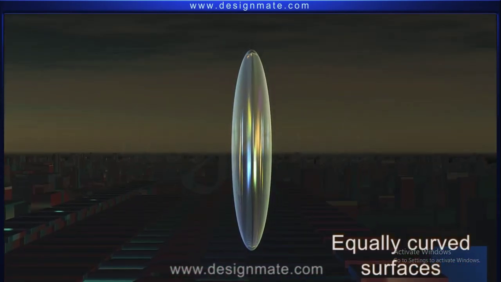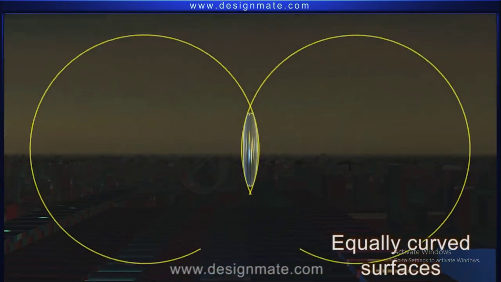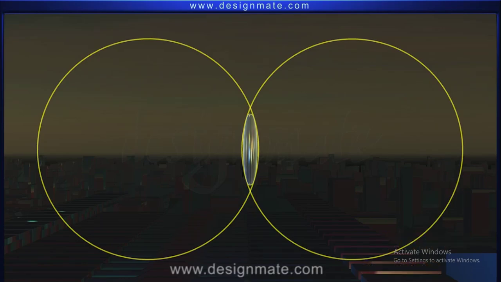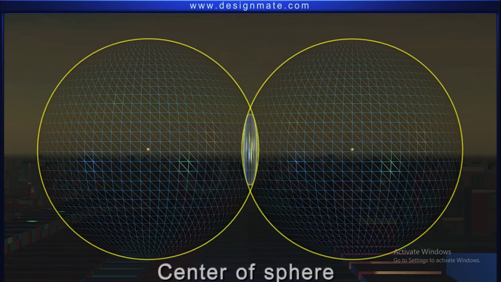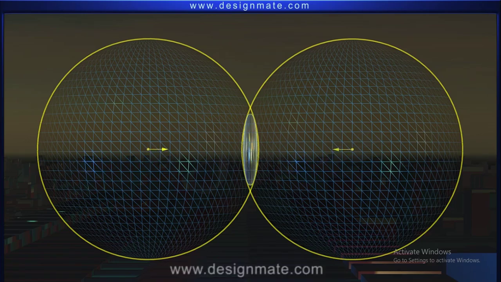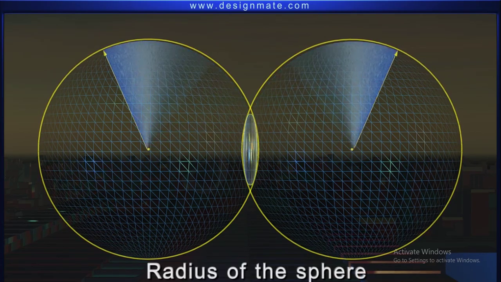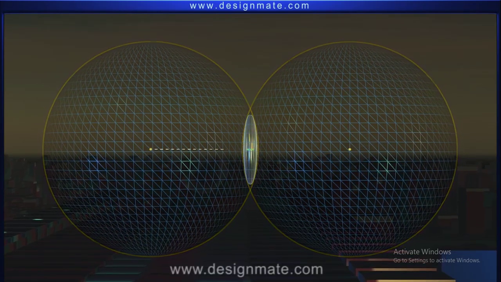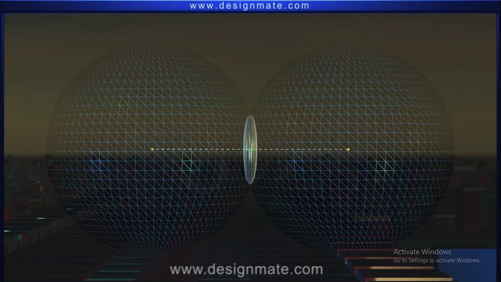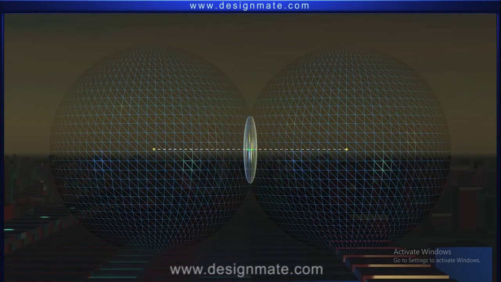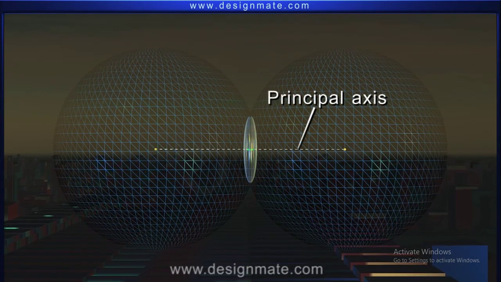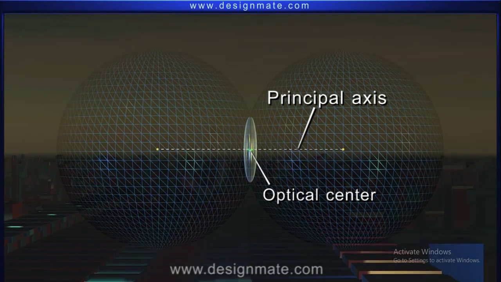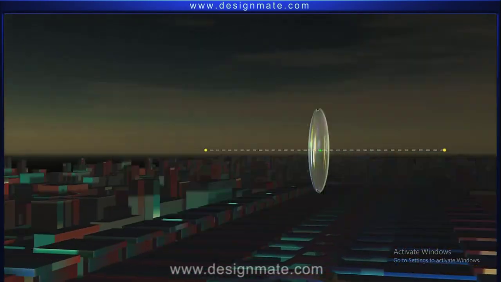We can consider these equally curved surfaces of the lens to be small parts of spheres. The center of these spheres is called the center of curvature of the lens. The radius of the spheres is known as the radius of curvature of the lens. The line joining the center of curvature on both sides of the lens is known as the principal axis, which passes through the optical center of the lens.